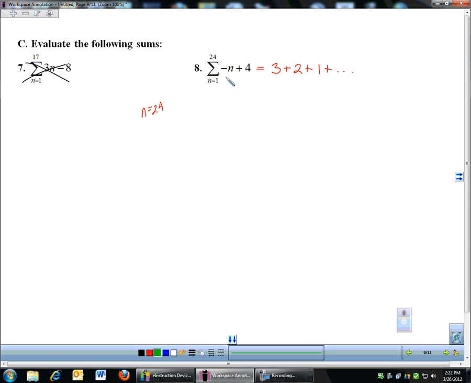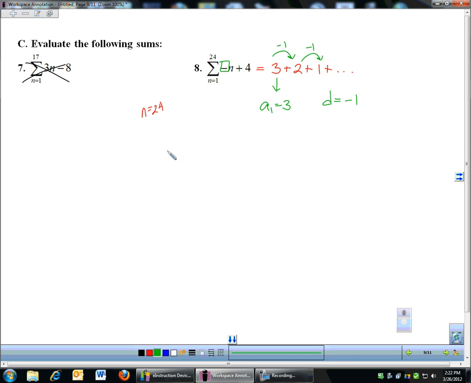I can look at that, and we already know there's 24 terms because I go from 1 to 24. I can see that the first term is 3. And I'm going down by 1 each time, so I'm subtracting 1, and my difference is negative 1. And remember, your difference is also the coefficient of n, which in this case is negative 1.